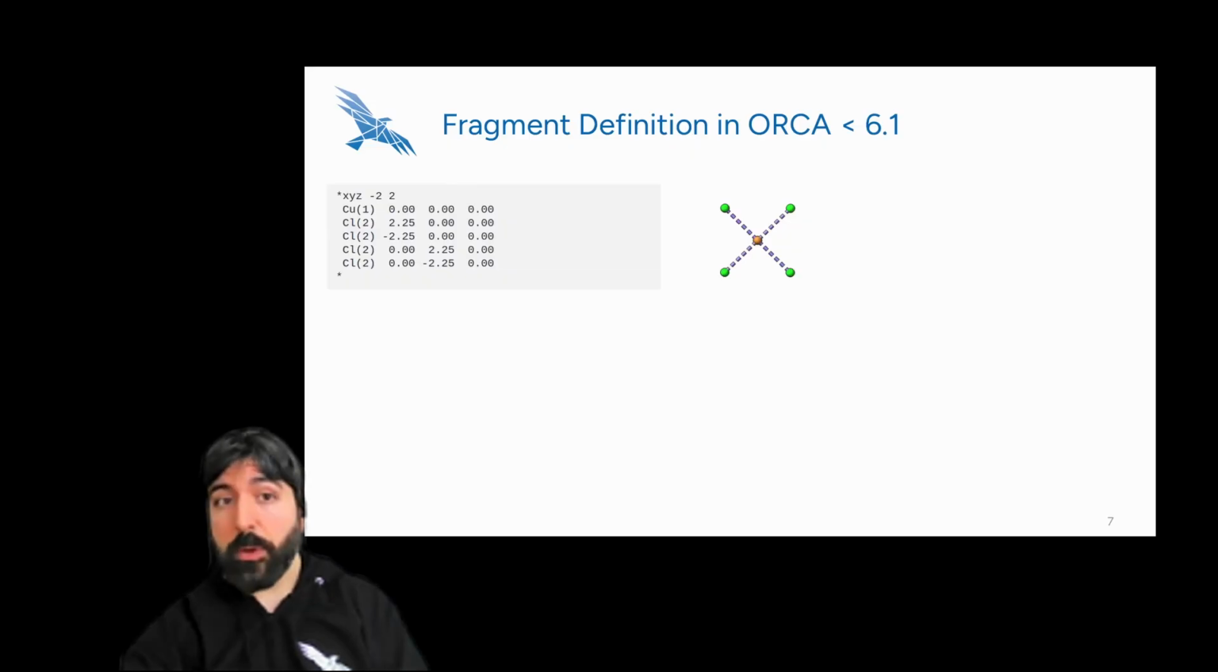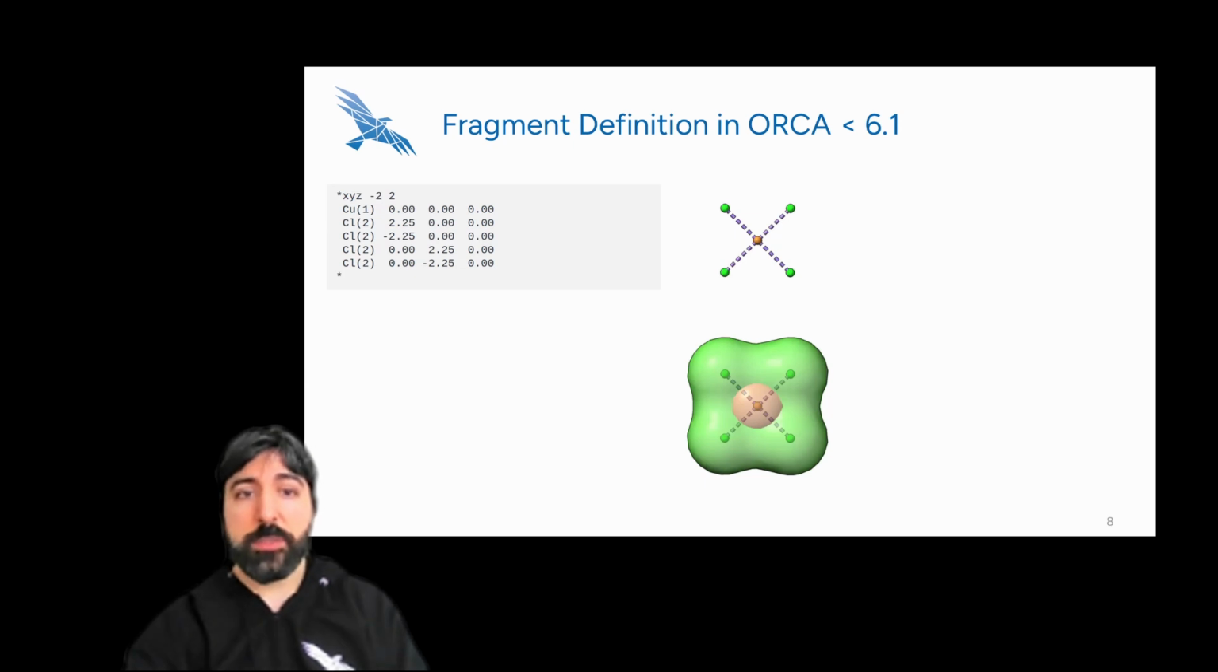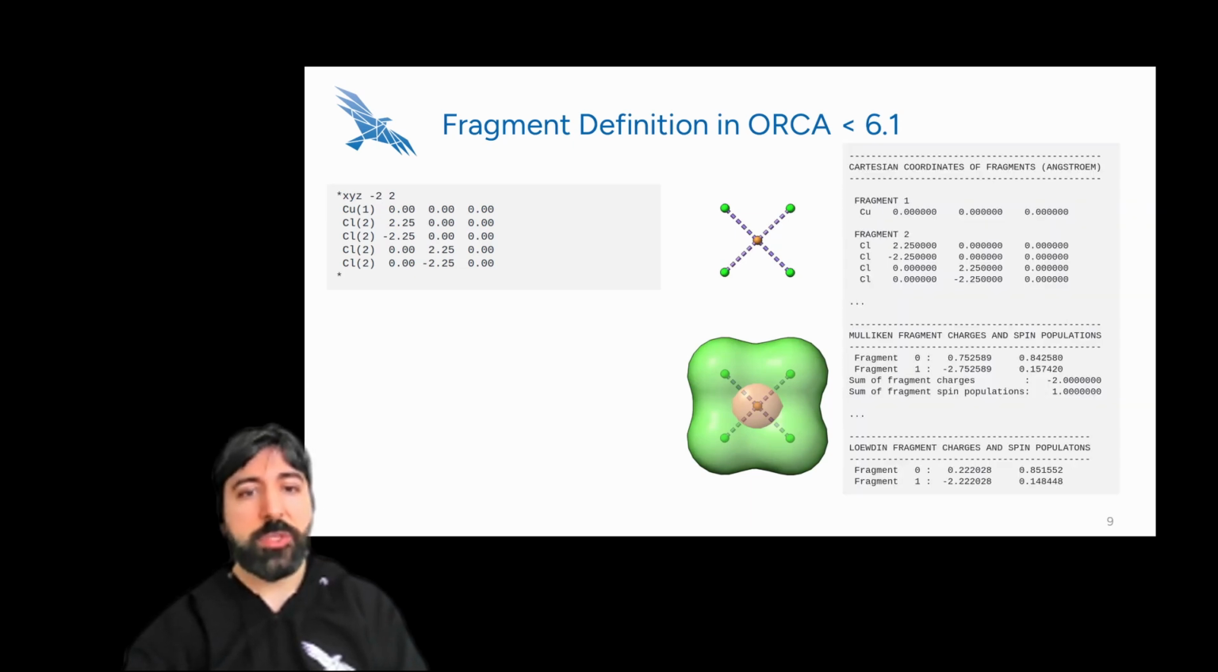The first method was placing a fragment number between round brackets next to the atom symbol in the coordinate definition. For example, in this case, assigning a copper atom to fragment 1 and the 4 ligands to fragment 2. This creates a fragment division reported in the output, used to make a spin and charge population analysis.